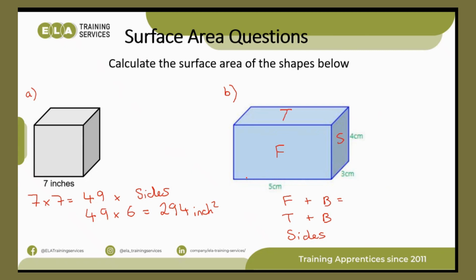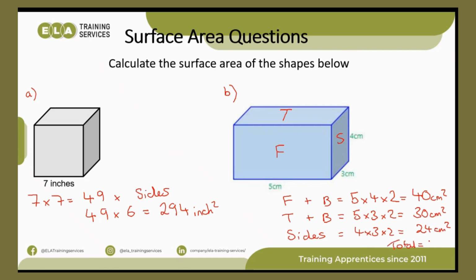So our front, we're going to do 5 times 4, then times it by 2. So 5 times 4 is 20, times by 2 is 40 centimetres squared. Our top, 5 times 3, then times by 2, which is 30 centimetres squared. And then our sides, which is 4 times 3 times by 2, which is 24 centimetres squared. And then our total is 94 centimetres squared.